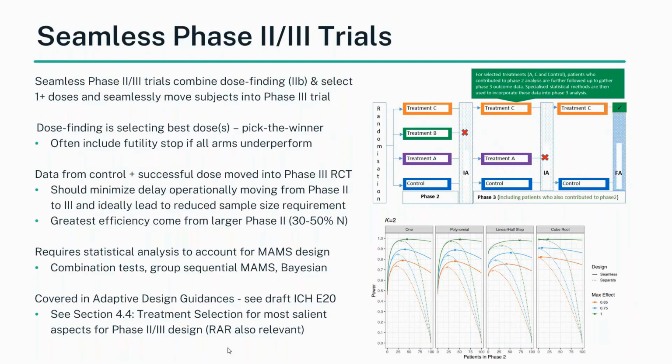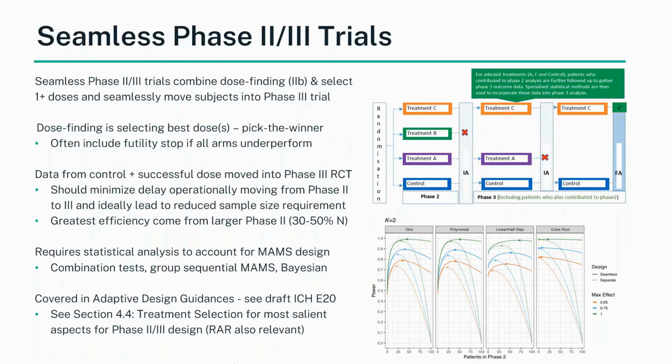And you may have futility assessments within the phase 2 trial itself, and then a final futility criterion before the no-go decision from phase 2 to phase 3. So there could be multiple futility assessments if you're interested in that. And effectively, all the data from the control arm will be in both parts of the seamless phase 2, phase 3 trial, and then obviously the dose or doses that are brought forward. All the data from those subjects in phase 2 is then brought forward into phase 3.